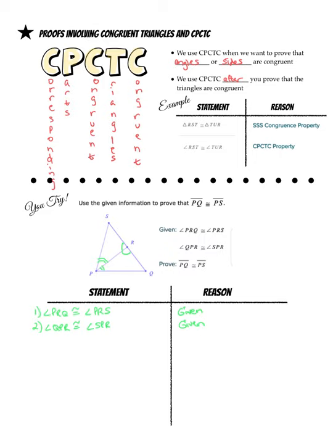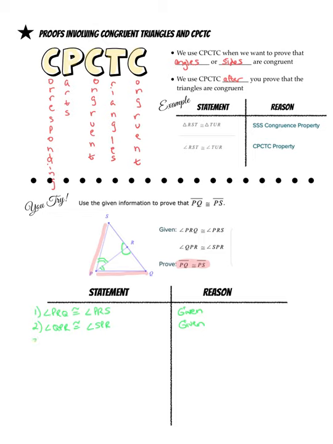Now I have to think. Now my goal is to prove that PQ is congruent to PS. I'm going to highlight my goal. The goal is to prove PQ is congruent to PS. That's my goal. Alrighty? By pointing out my goal, it'll help me figure out where I'm going. So now, the triangles are attached.